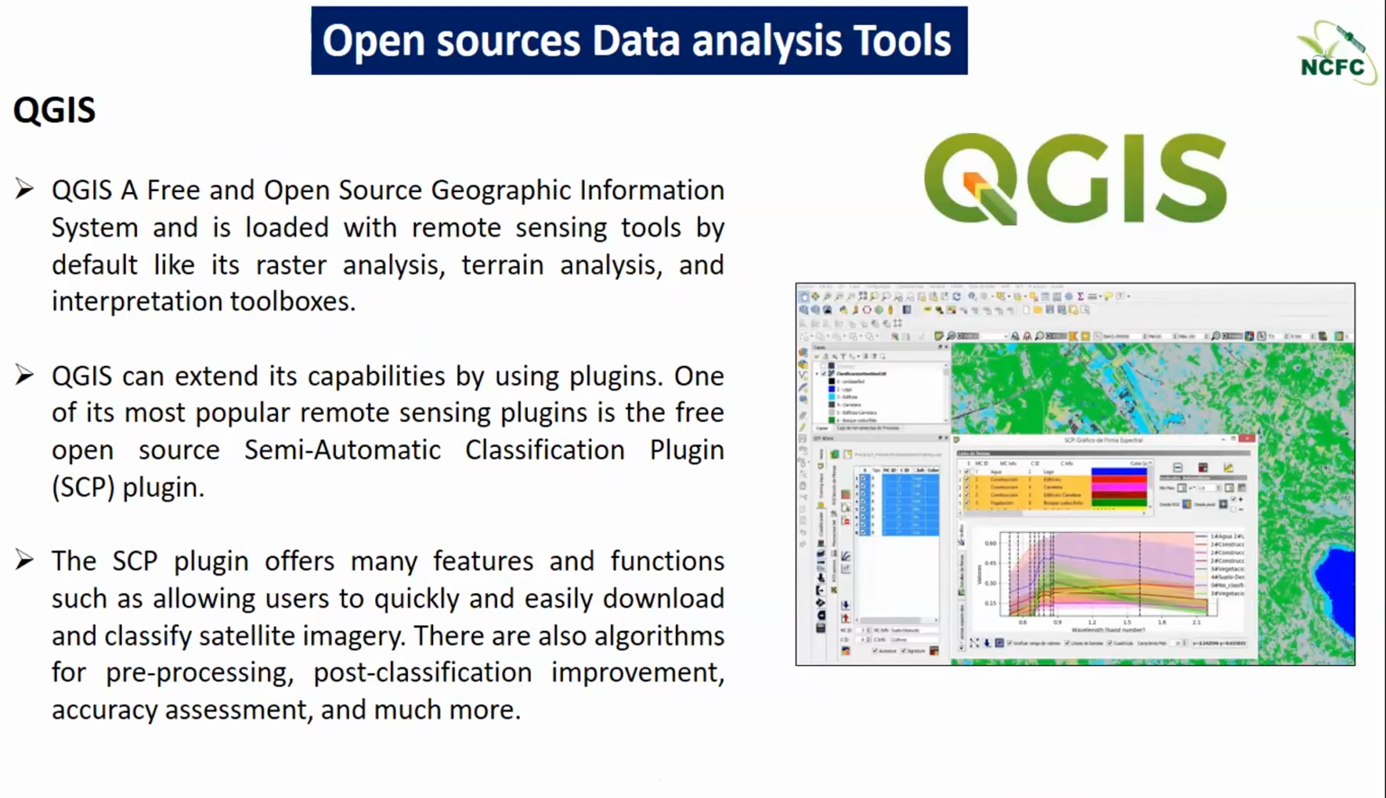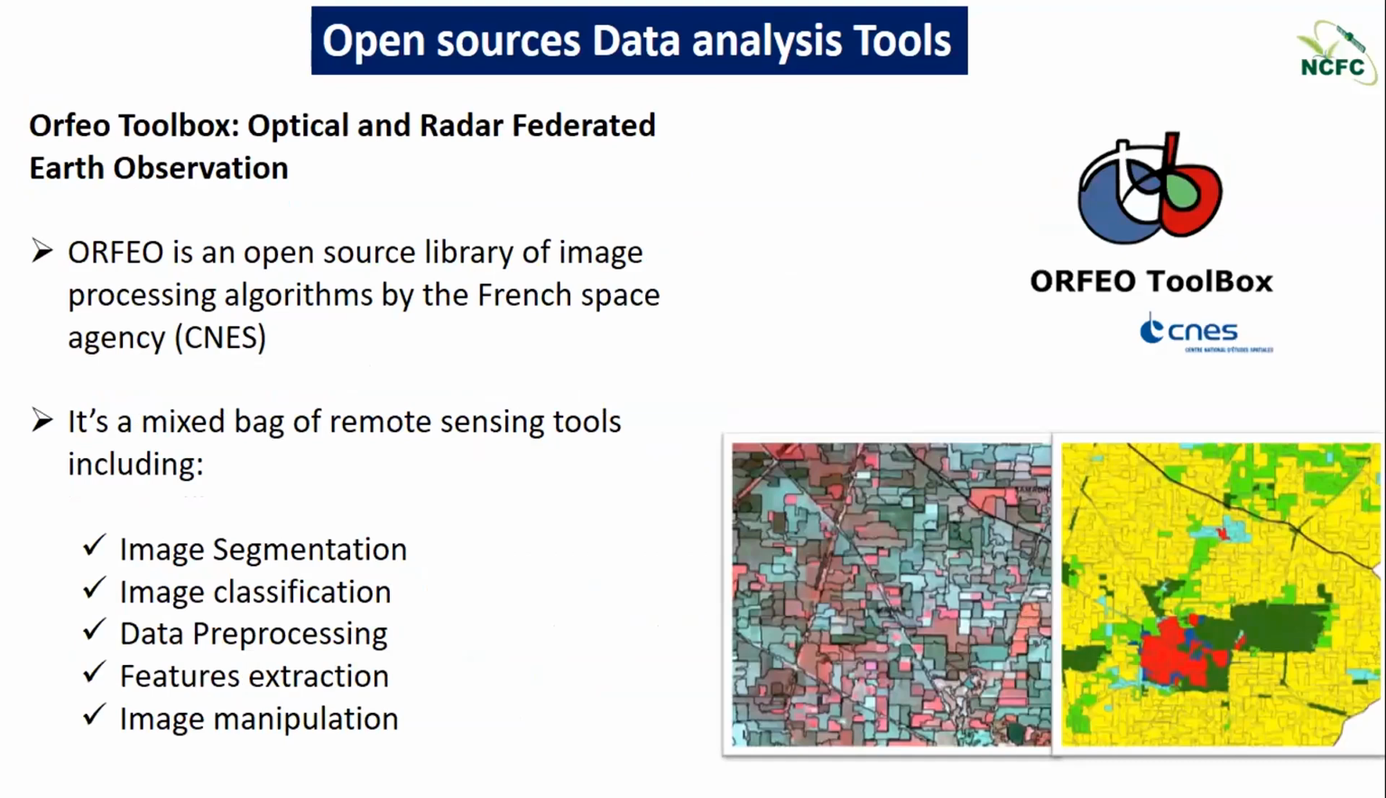But if you want to do some kind of raster analysis, very limited tools are available. But of course, a lot of plugins are available, and one of the plugins is the Semi-Automatic Classification Plugin. You can do the classification and download remote sensing datasets. So basically, you need to download a lot of plugins if you want to do some kind of remote sensing analysis.